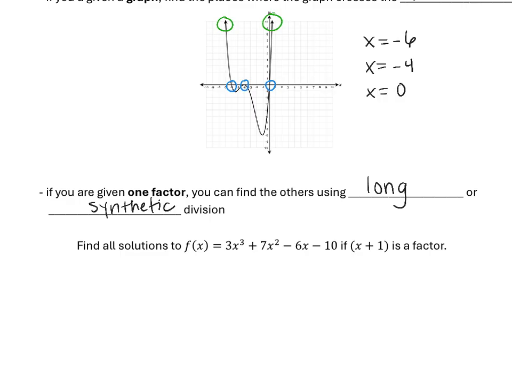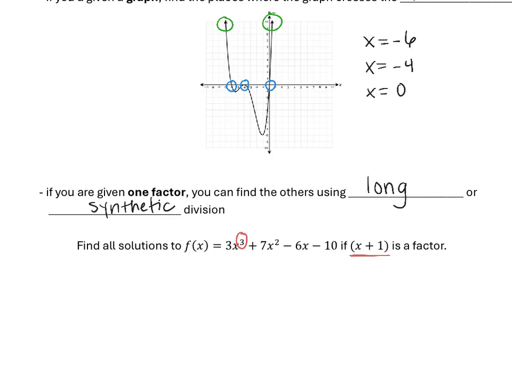Okay, so for example, it says find all solutions to f of x equals 3x to the third plus 7x squared minus 6x minus 10. What degree is this polynomial? Third. How many possible zeros could it have? 3. We are given one factor. So there are 2 other factors that are possible here that we need to find.